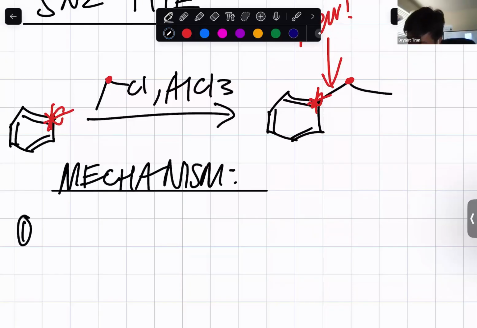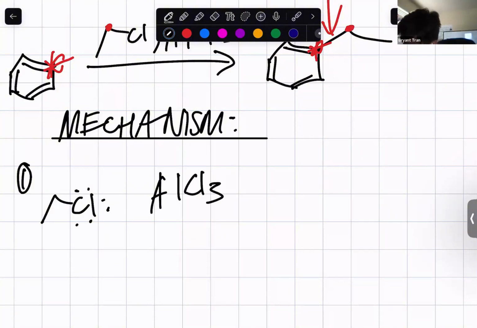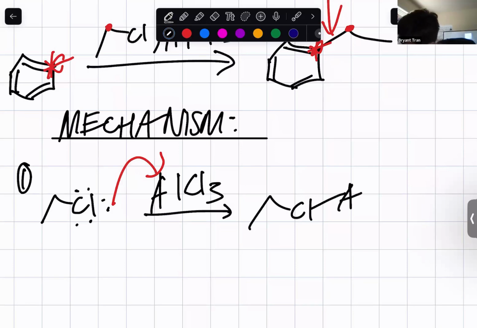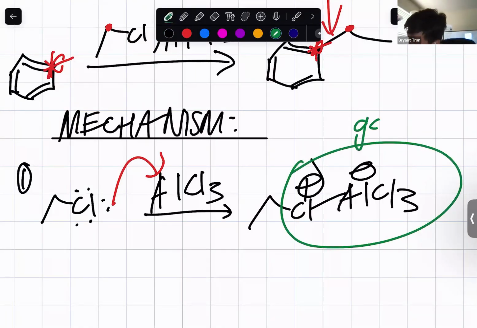The first step of this EAS mechanism, generate our strong electrophile. So this is our haloalkane, this is our metal Lewis acid catalyst, AlCl3. The chlorine will attack the aluminum and give us this intermediate here, where aluminum with 4 bonds will be negatively charged, chlorine with 2 bonds will be positively charged. We have our good leaving group, which is this. Think of this as bromine or chlorine.